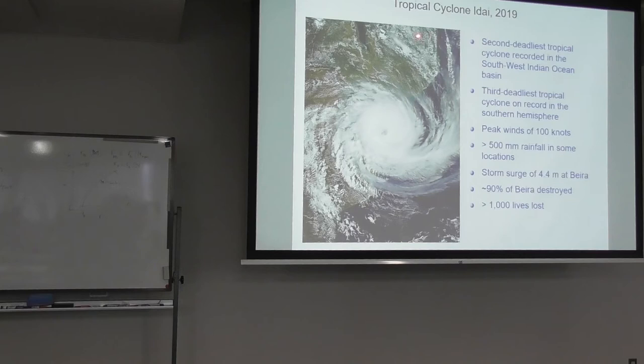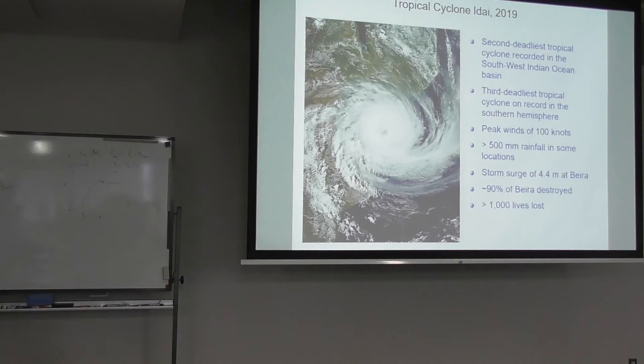This is Tropical Cyclone Idai, 2019, which is the second deadliest in the southwest Indian Ocean, third deadliest in the southern hemisphere in history. Peak winds of 100 knots, more than 500 millimeters of rainfall in a few places. Storm surge of 4.4 meters at Beira in Mozambique, 90% of which was destroyed. This is a horrible disaster, and it's still ongoing right now. We still haven't even begun to recover from that, and more than 1,000 people died.